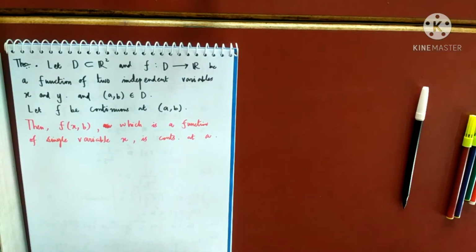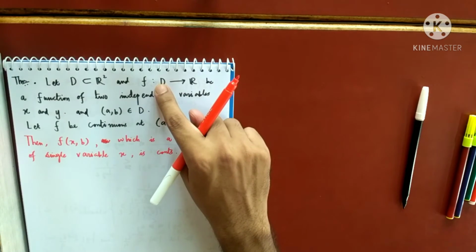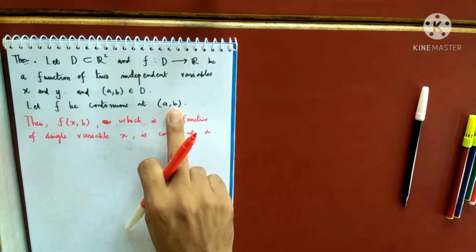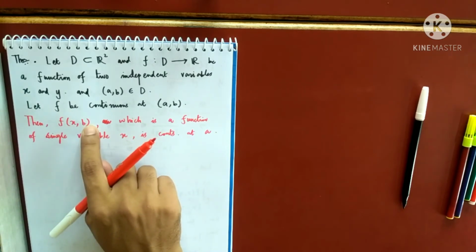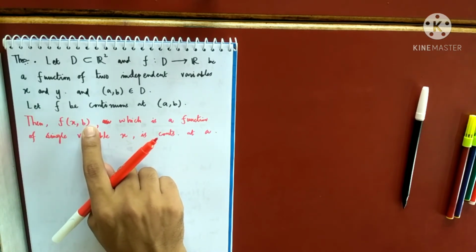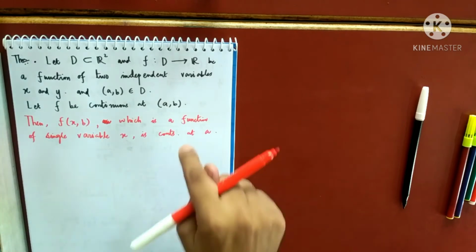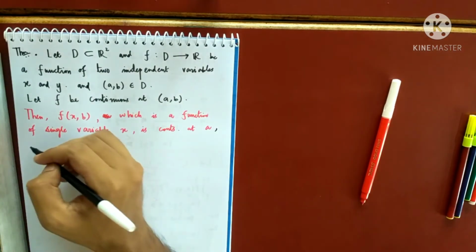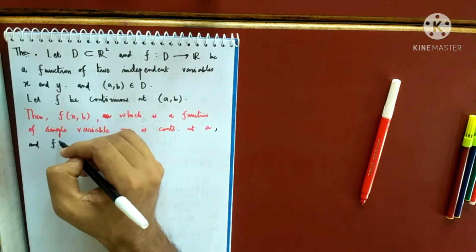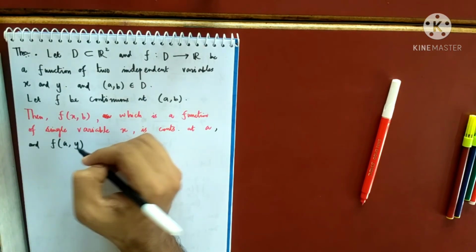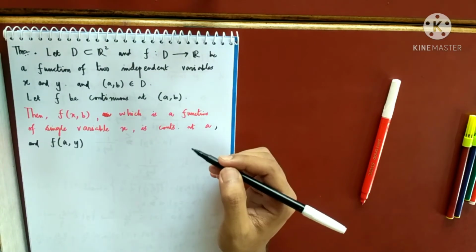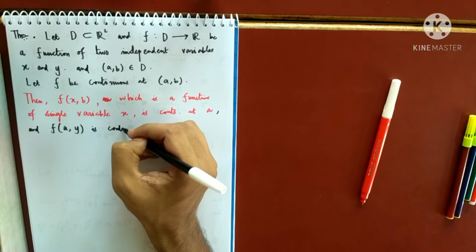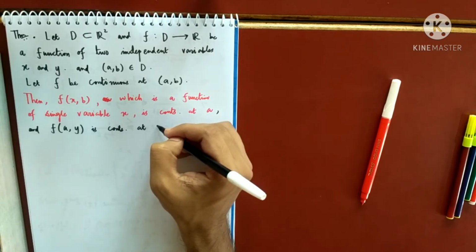So try to understand my point. When I have a function in R2 which is continuous at the point (a, b), then this function, which is the function of the single variable x, is continuous at a, and similarly this function f(a, y), which is again a single variable function, variable is y, is continuous at b.